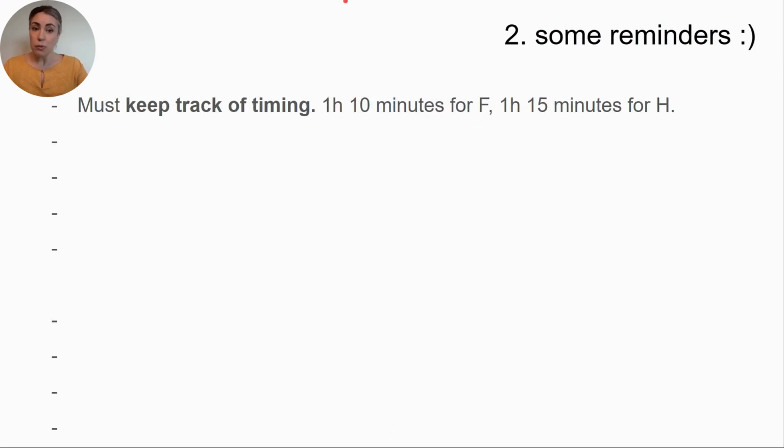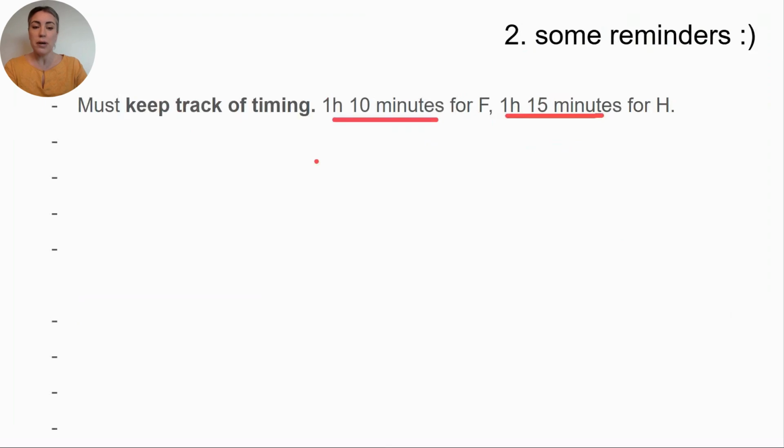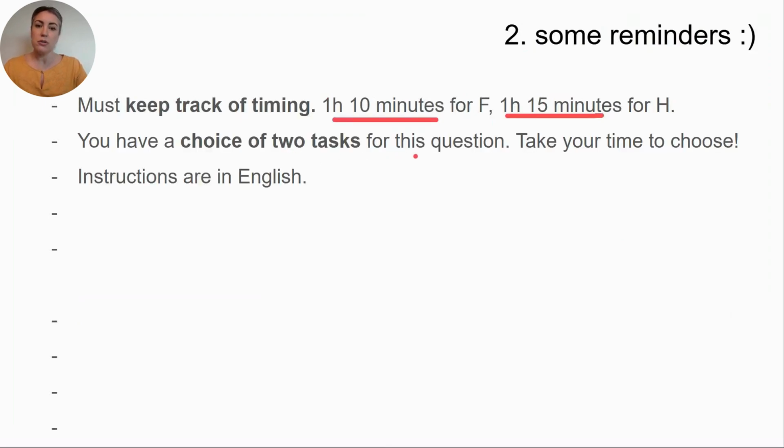Now, some reminders. Time is really important. You have to keep an eye on the clock, and this is how long you have for foundation, and just slightly 5 more minutes for higher. You have a choice of 2 tasks, not in this video, but when you have your exam, you can choose. So take your time to choose wisely. The instructions are in English, so that shouldn't be a problem.